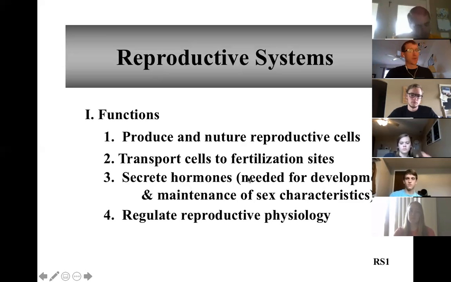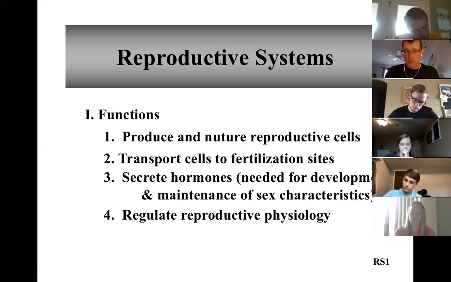So they also regulate reproductive physiology. In males, this is pretty straightforward: start the production of sperm, maintain the production of sperm, and get sperm out of there. That's about it. Guys are pretty simple. Girls are super complicated, which we'll cover. It's not that bad, but it's complicated. And I've got a graph for you that'll help you figure it out.